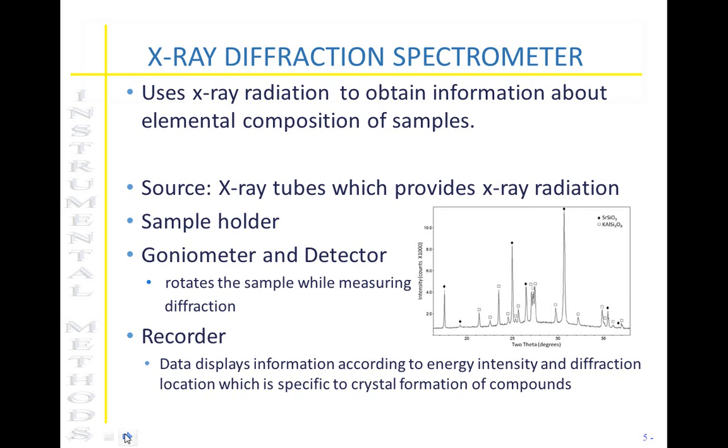It has a goniometer and a detector that allows the sample to be measured at different angles. It actually rotates around the sample itself during the analysis process. And then your recorder is going to display information very similar to what is shown on this slide, showing the energy intensities at the various angles that the sample is being hit with that radiation.